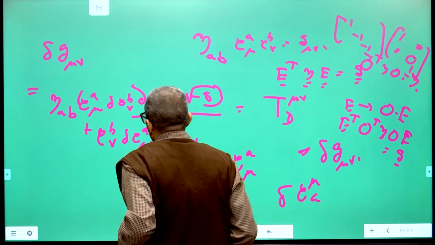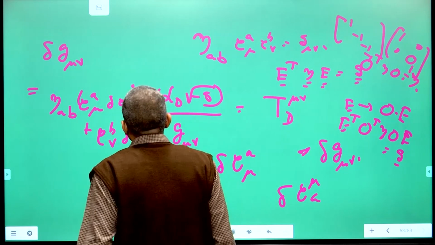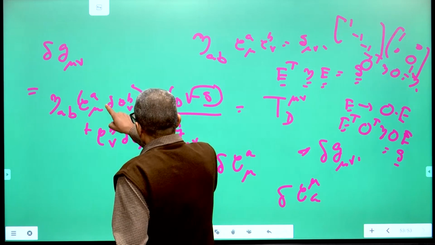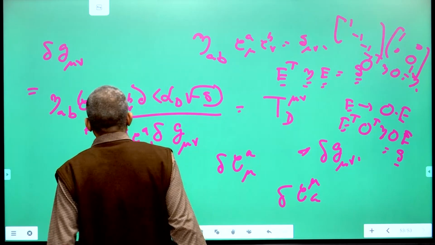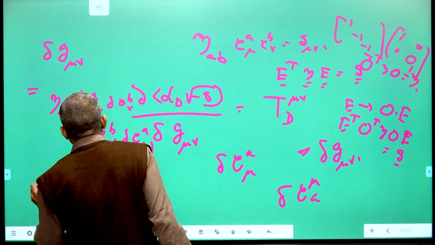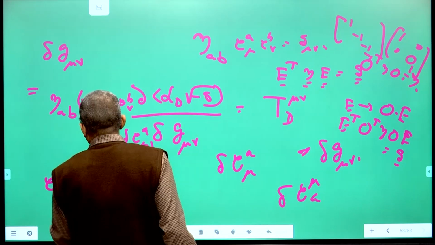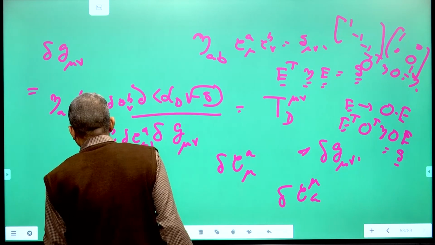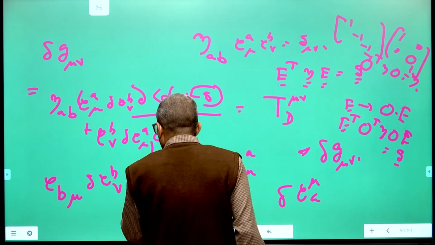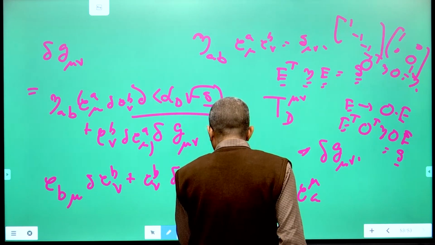So to proceed further to solve for delta E A nu, you make an assumption that these two terms are equal. This amounts to saying that if you lower the index A using the eta matrix, the Minkowski matrix, this becomes E B mu delta E B nu plus E B nu delta E A mu. This is delta G mu nu.